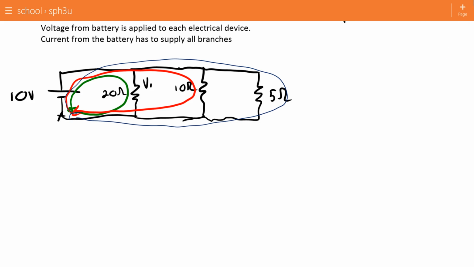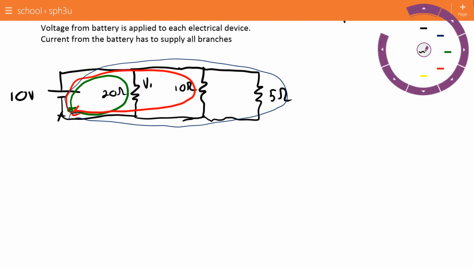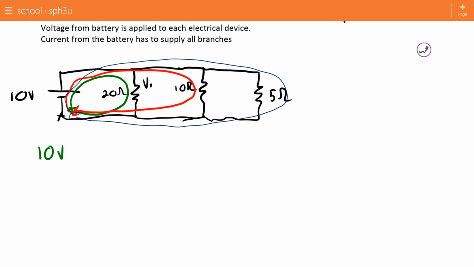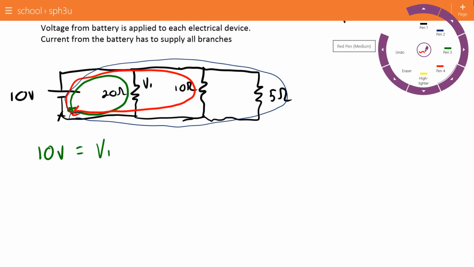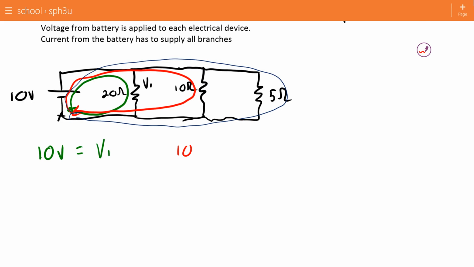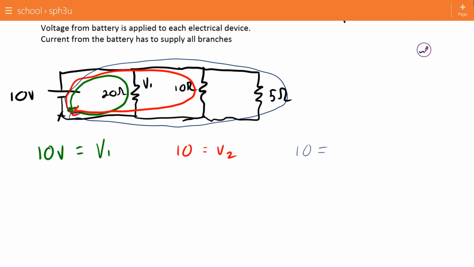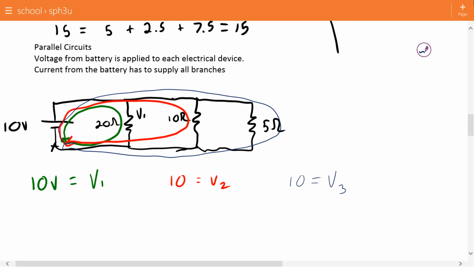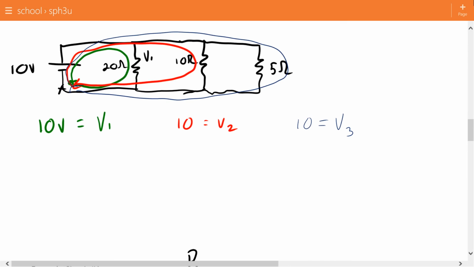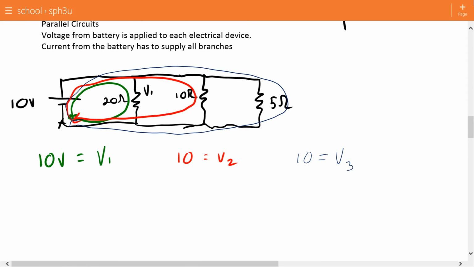What that means is, for V1 for example, my 10 volts has to be equal to my V1. Similarly, for the red pathway, my 10 is equal to V2, and for my blue pathway, my 10 is equal to V3. So the battery is almost powering 3 separate circuits. The battery is providing all 10 volts to each circuit separately. Parallel circuits do not have to share their voltage.